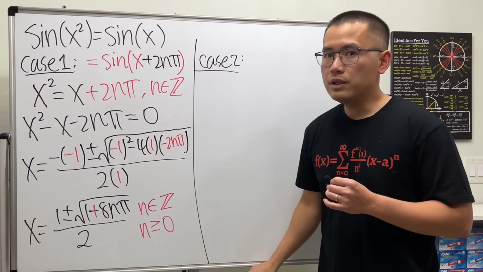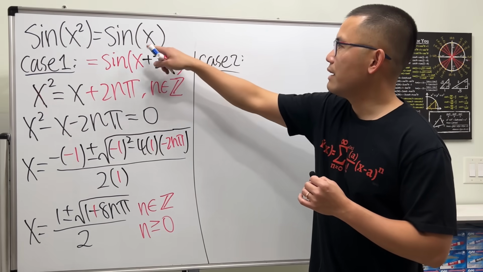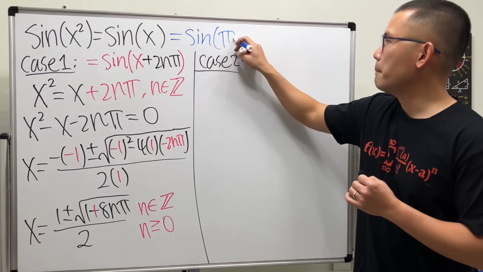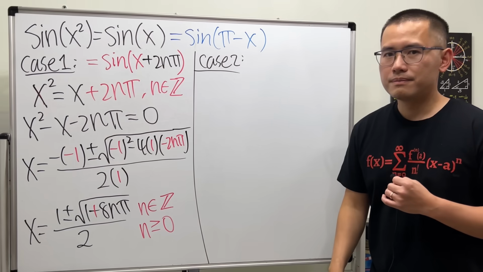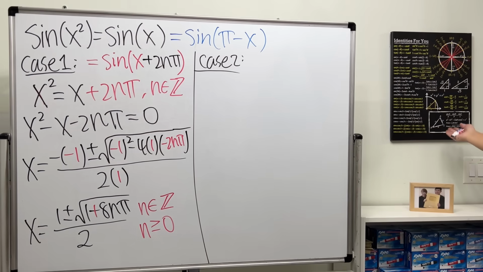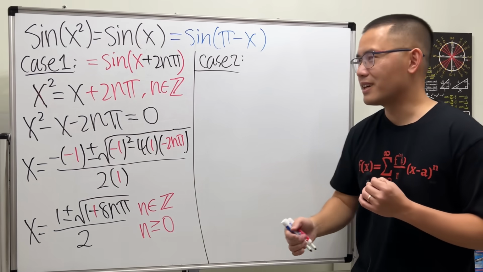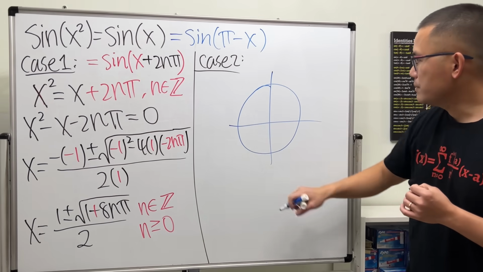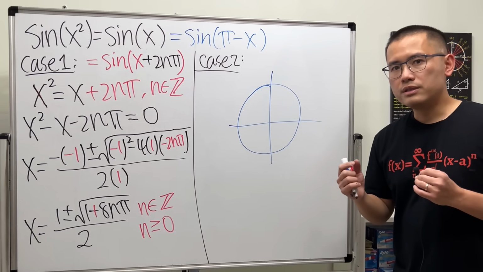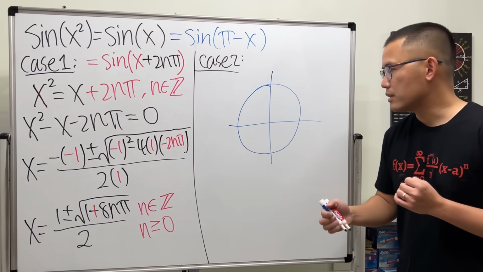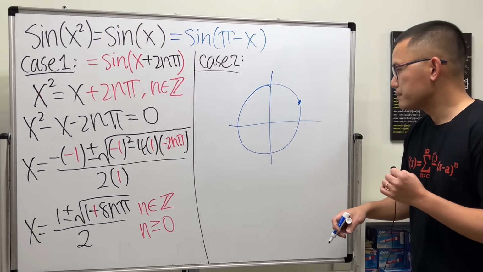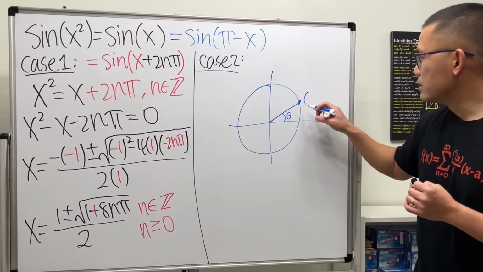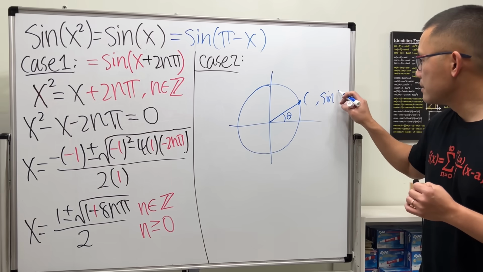For case 2, first we are going to use the idea that when we have sine of x, this is equal to sine of pi minus x. Why? Well, I'm going to show you guys a reason real quick. So, let's talk about the unit circle. And the sine value is just the y value on the unit circle. So let's say we have this point right here. And then let's say we have angle theta. So this is cosine theta comma sine theta.